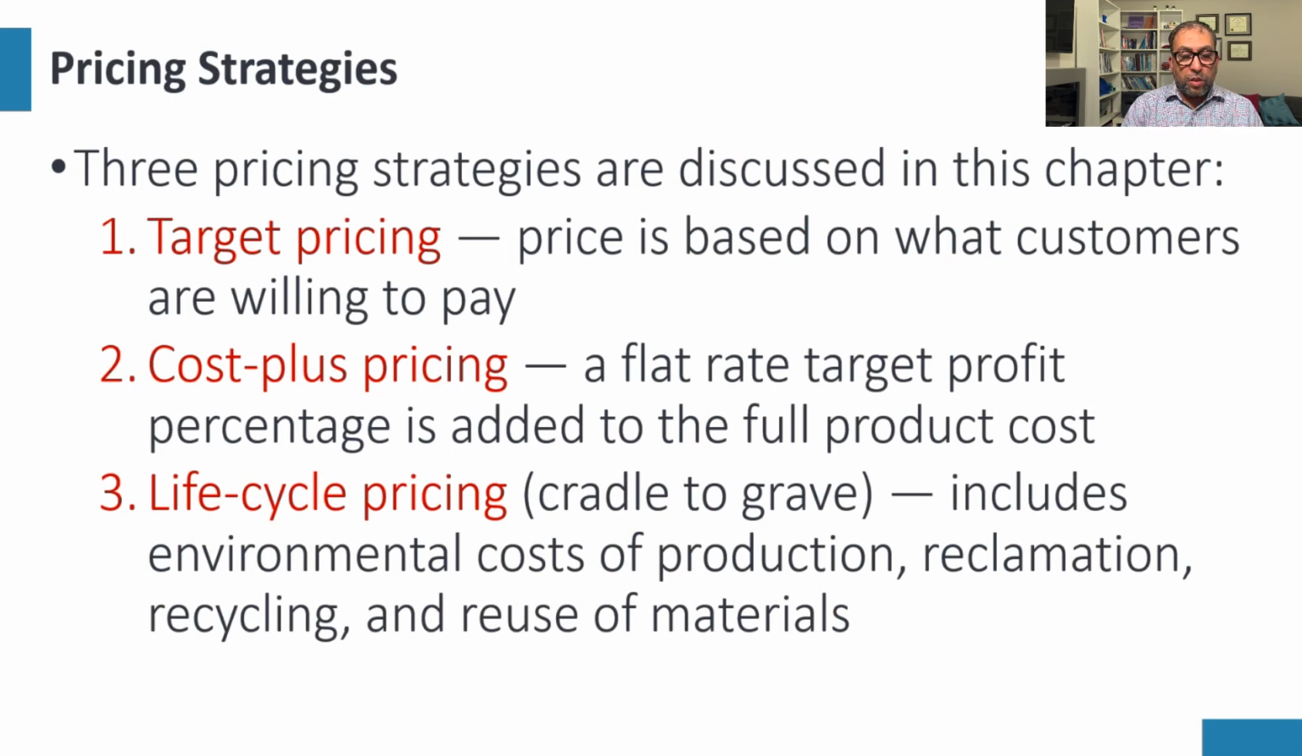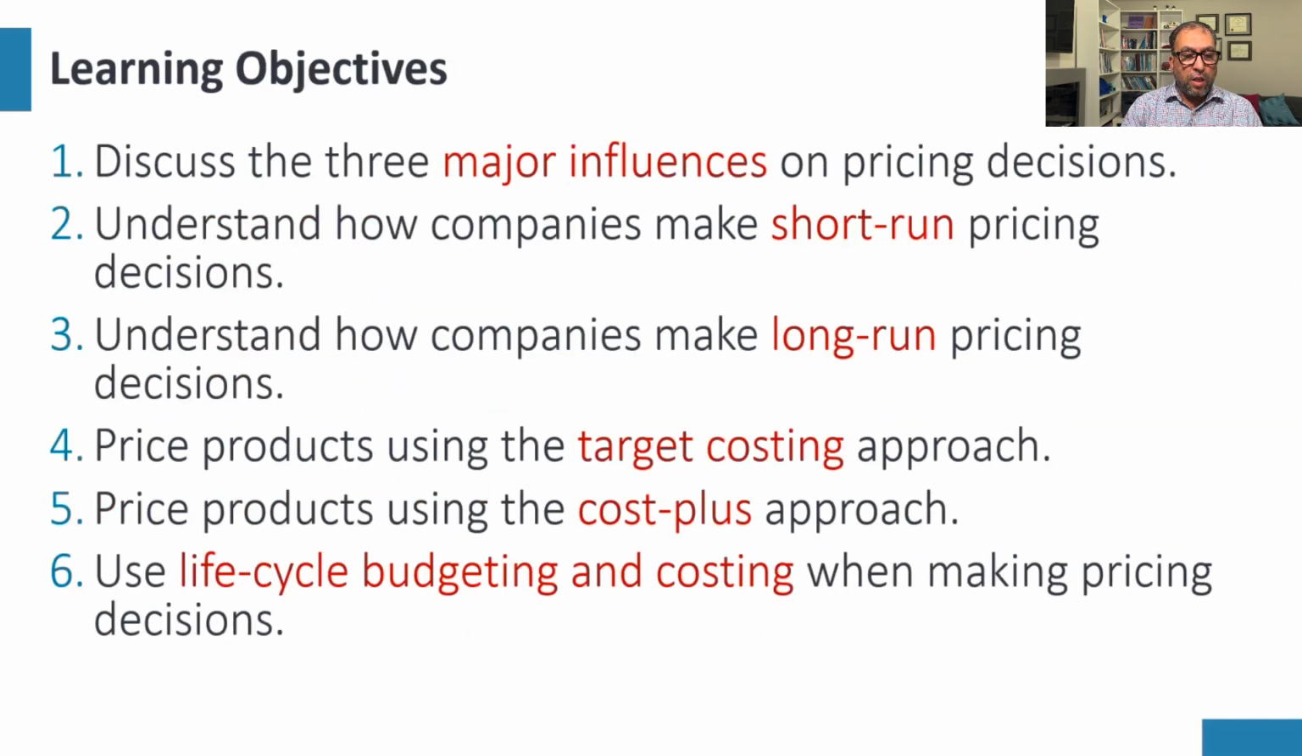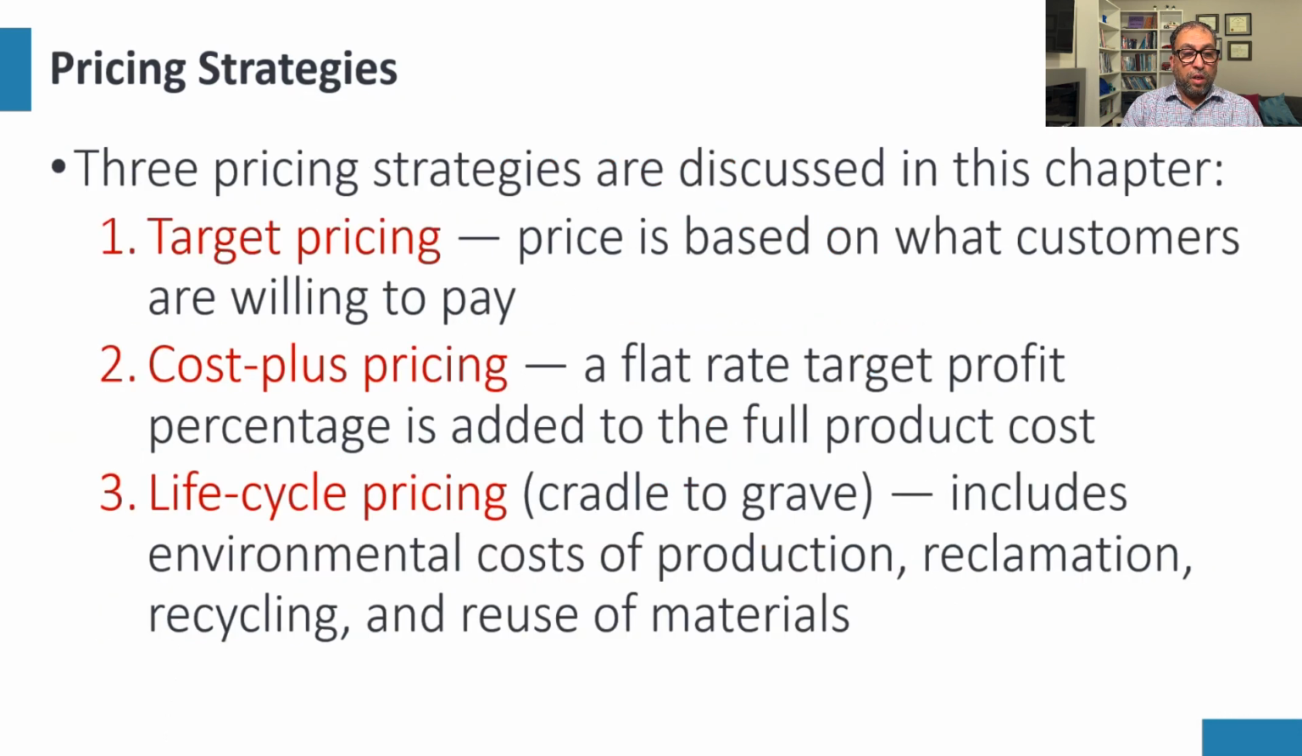As I mentioned, there are three strategies for making price: target costing, cost plus, and life cycle budgeting and costing. The three prices discussed in this chapter: first, target pricing. Price is based on what customers are willing to pay. That's the target that we want. We want to set a particular price, and based on that price we have to restructure our product in a way that the cost should be within that price, as well as our profit margin is there.